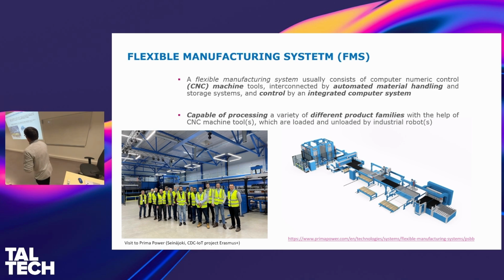What are they capable of, and why do they call them flexible? Because they can produce a variety of product families. If I have a cylindrical shape and then move to another batch of production with different shapes, the setup change or changeover is quite fast. So different product families can be tackled with the help of CNC machine tools, and the loading and unloading can be done through industrial robots.